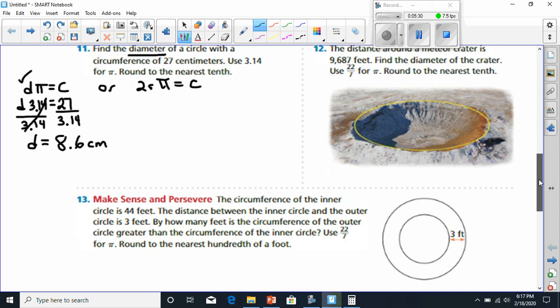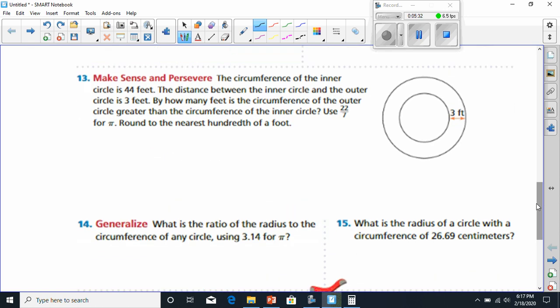Next, we got number 13. It says the circumference of the inner circle is 44 feet. Okay. So the inner circle here, they're saying the circumference all the way around it is 44 feet. The distance from the inner circle to the outer circle is 3 feet. About how many feet is the circumference of the outer circle? Okay, so they want to know how many feet is the circumference of the outer circle.